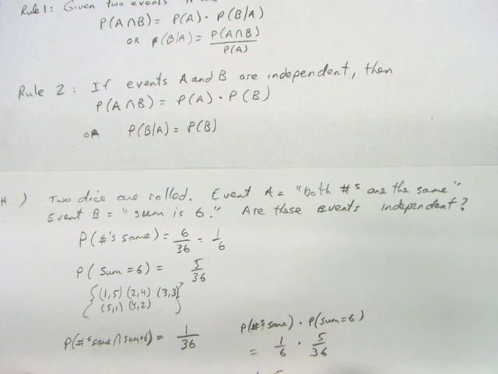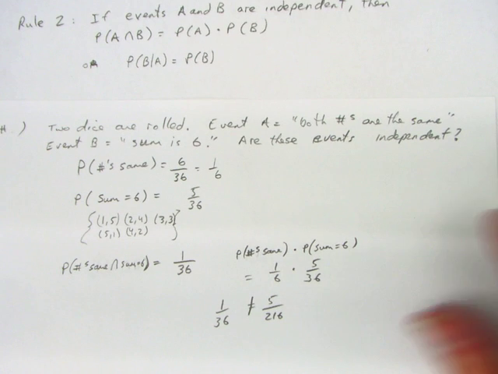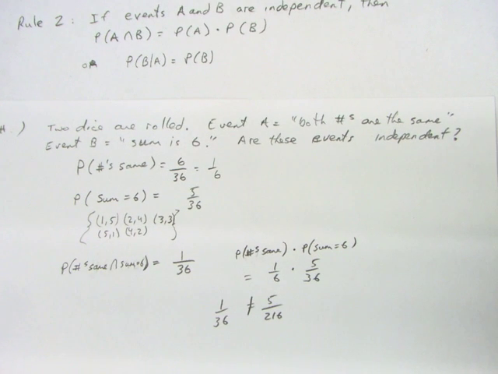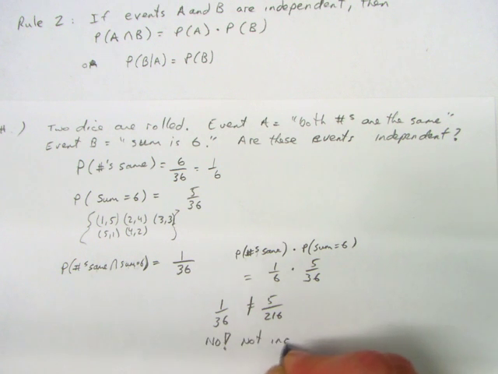Well, that's definitely not equal to 1 over 36. So there you can see it. These things are definitely not independent. So are these independent? No, they're not independent.